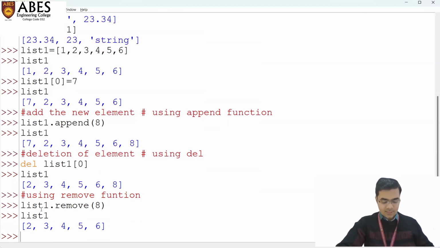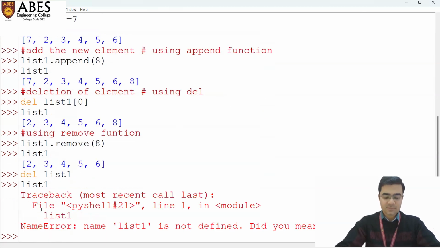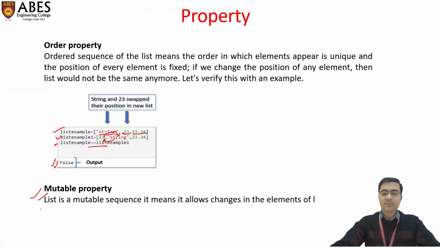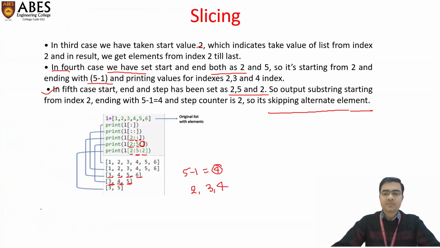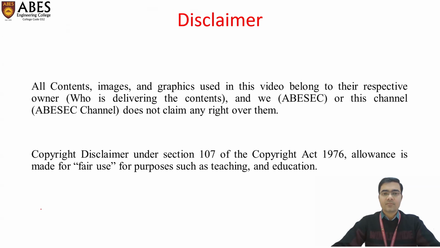Now if you wish to delete the complete list, then you can also use the del attribute, like del list 1. So list 1 is deleted. Now if you wish to print it, then there is an error that will be prompted. From this we have seen the order property, mutable property, and the slicing concept. So this is all about today's lecture. This is the reference where I have prepared the content of this lecture. Thank you.